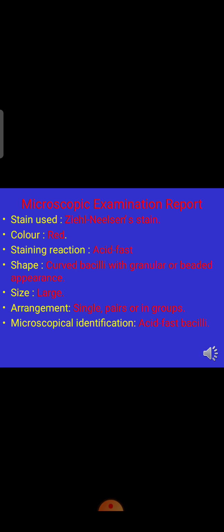In the microscopical examination report, the stain used is the Ziehl-Neelsen staining technique. The color of the bacilli is red. Staining reaction: acid fast. Shape: curved, bent, slightly curved, bent bacilli with granular or beaded appearance. The size of the bacilli is usually large, long, 1 to 2 micron in length, but usually thin, 0.1 to 0.2 micron. Arrangement: single, pairs, or in groups, and if the slide is taken from culture, it will appear in cord formation. Microscopical identification: acid-fast bacilli positive.